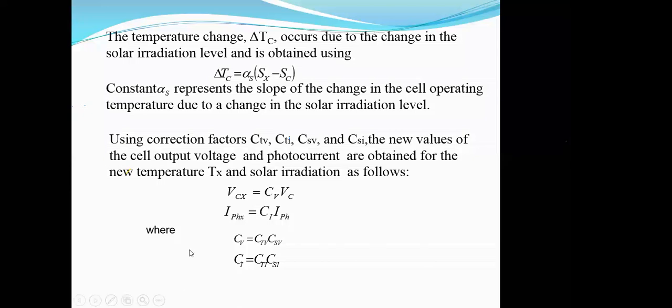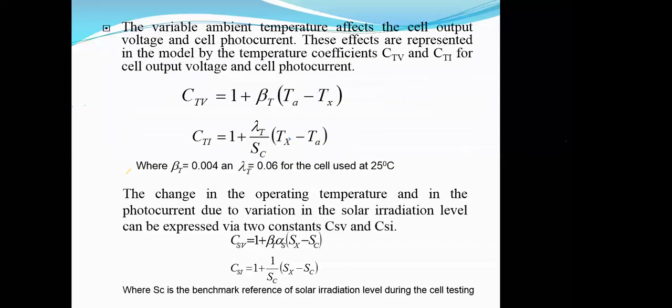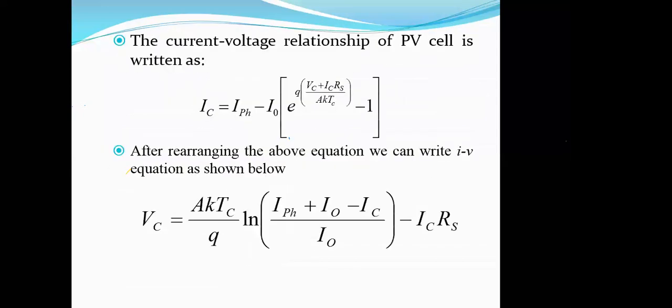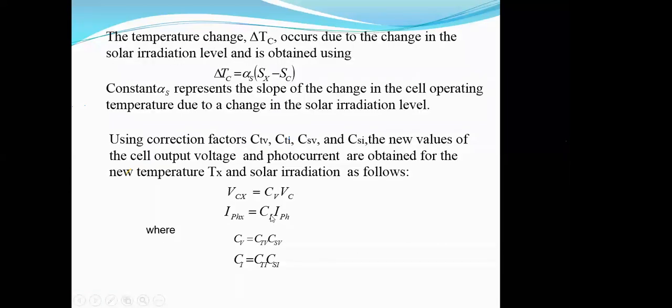So multiplying these, we will get CV and CI, and that will be multiplied into this equation, VC, so we'll get the final voltage and the final current from the panel. All these equations, the first equation VC is equal to AKTC by Q ln of IPH minus I, the last equation, then these four equations CTV, CTI, CSV, CSI, and finally this equation, all are used in the modeling of the PV panel.